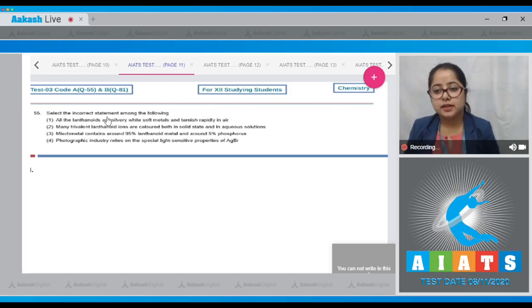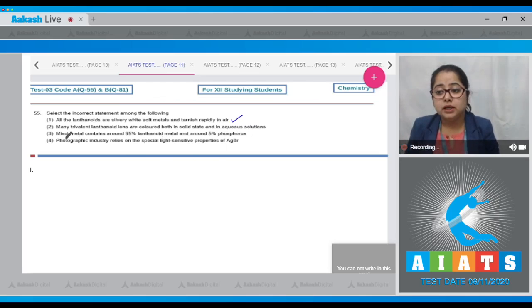Moving to next question, students, which is question number 55. Select the incorrect statement among the following. Students, in this question we are given 4 statements and we have to identify the incorrect one. So let's read the statements. Let's read number 1. All the lanthanoids are silvery white, soft metals and tarnish rapidly in air. Students, this is the correct statement.